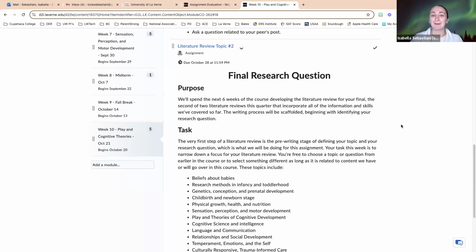We are just worrying about our final research question, choosing our topic and our research question for the final literature review that we will be writing for our final. How many times can I say final in one sentence? But yeah, over the next 6 weeks, we'll be developing another literature review. We'll go through the same process of research question, annotated bibliography, synthesis matrix, and then producing our final product of that literature review for the final.